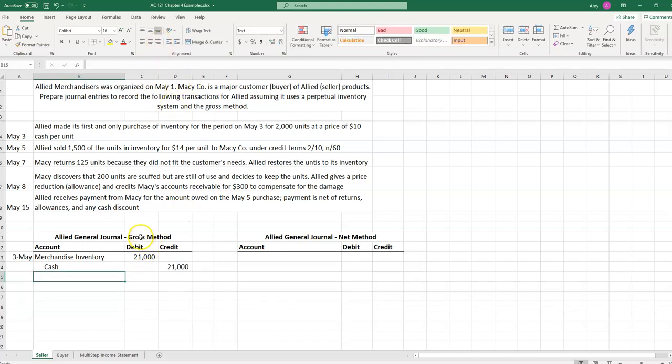Now you can see that we have the gross method and the net method here. We're going to go all the way through the gross method, and then we'll talk about the few differences in the net method.